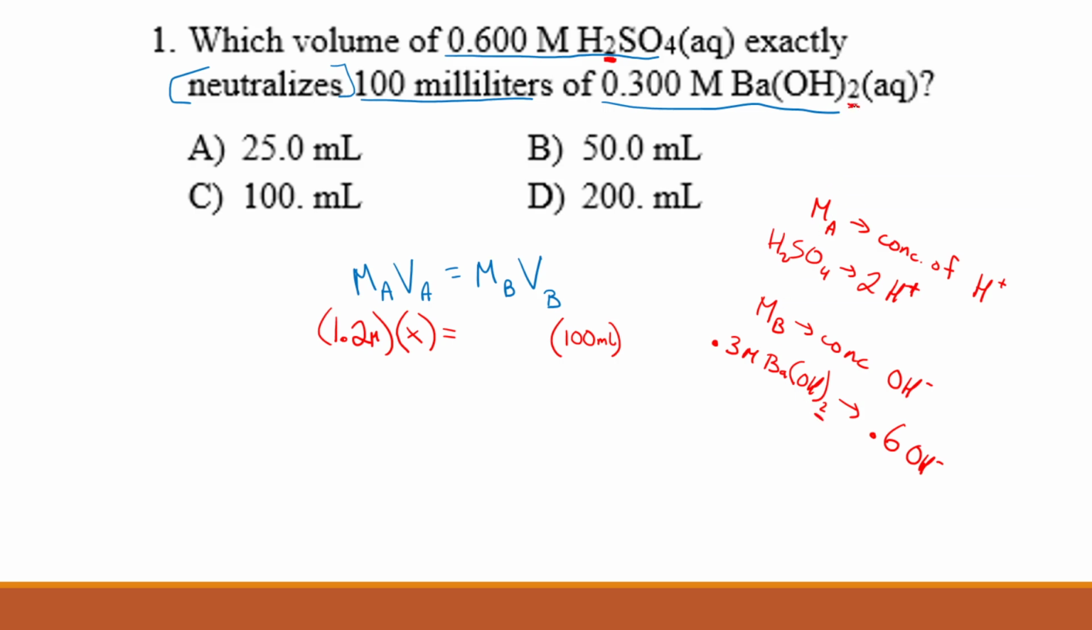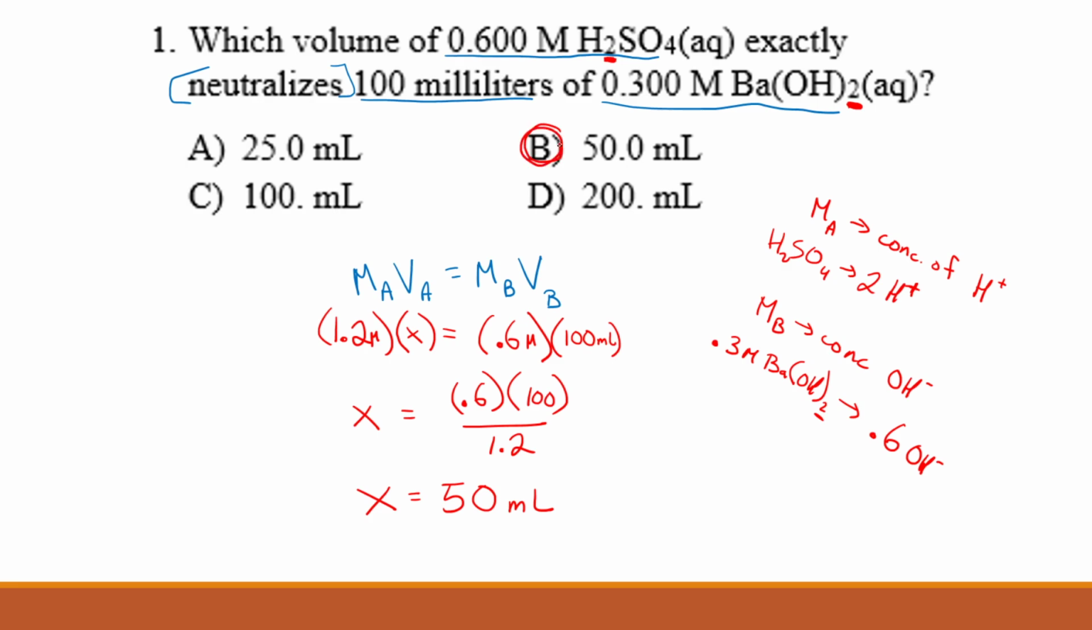It's this number down here. We care about the OH, not the base as a whole. So when I plug that in, it's not going to be the 0.3 that gets plugged in. It's going to be the 0.6 that gets plugged in. When I go through and solve this out, I'm going to get X equals 0.6 times 100 over 1.2. And when you solve that all the way out, you're going to get 50 milliliters as your answer, giving you B as the correct choice.